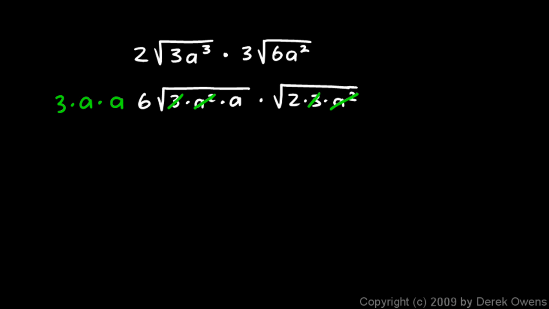So that gives me out front here a 18, 6 times 3, and a squared. So I'll write 18a squared, and then underneath the radical I simply have an a and a 2. So I have a square root of 2a, and that's my answer. 18a squared times the square root of 2a, and it's simplified because all the perfect square factors that can be removed from under the radical have been removed, and they've been combined out front into this 18a squared.